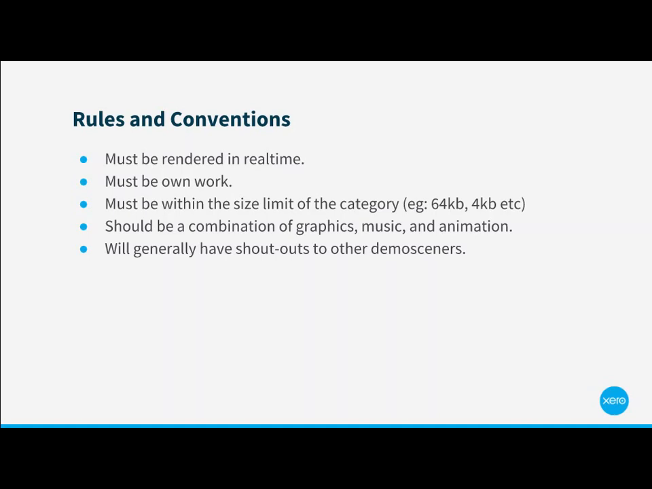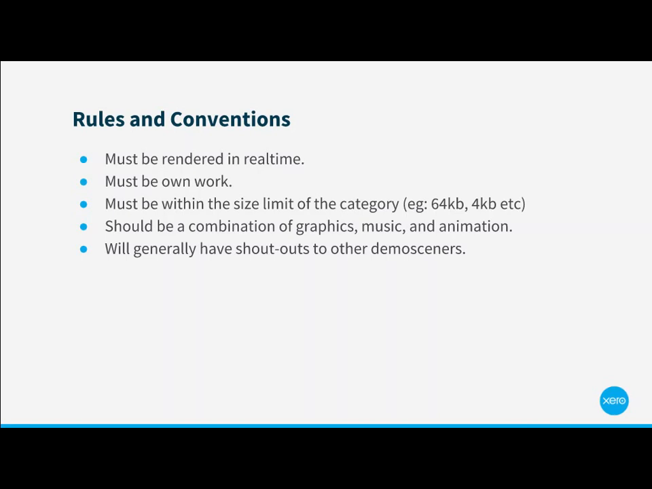And it must be within the size limit of the category that you're entering. So these things are often size limited to give a sense of challenge. Common size limitations are 64 kilobytes, so that means you're writing a program and the executable is 64 kilobytes and that's all you've got. There's another category called 4K, 1K, and it goes down the chain, and I think the smallest ones are like 32 bytes. But there's a very small amount of stuff you can do in that amount of data.